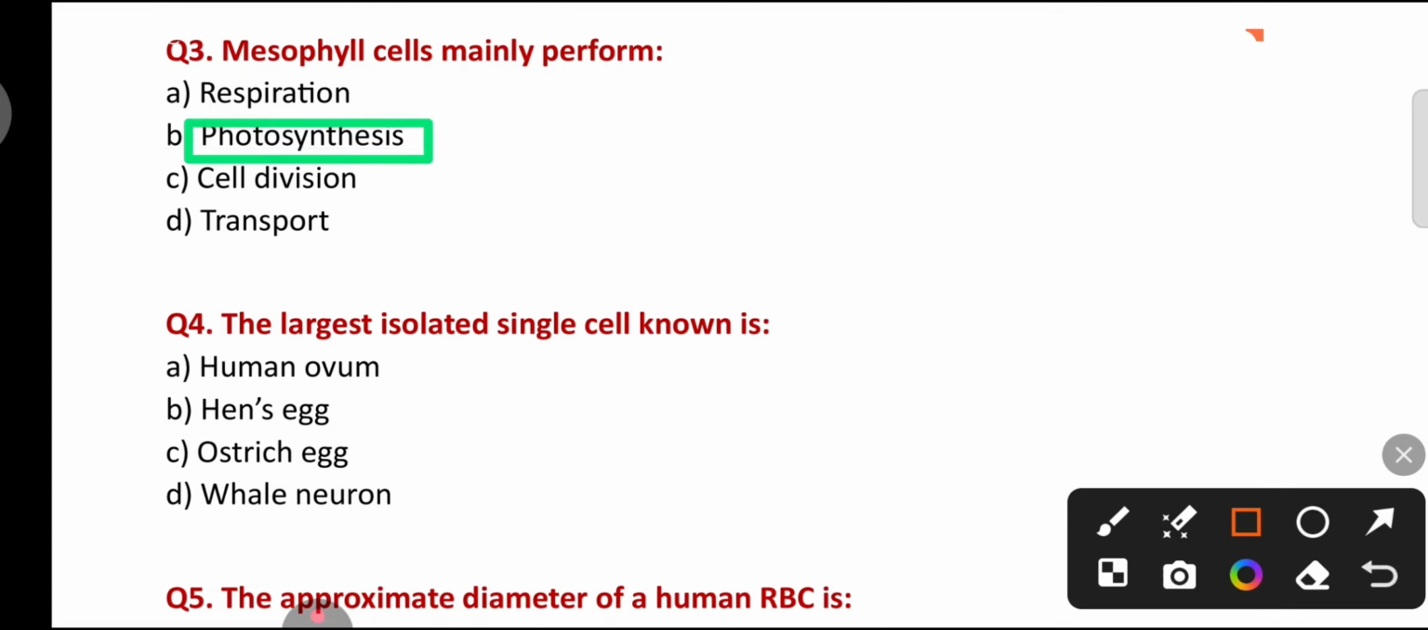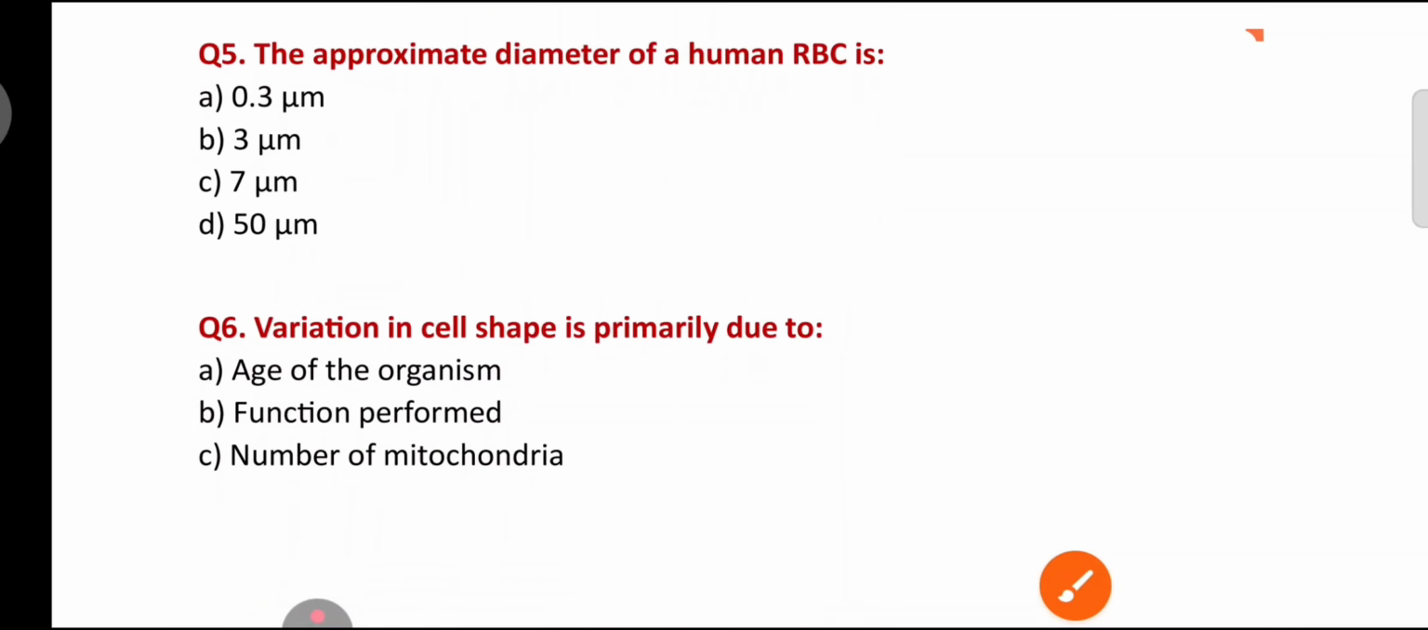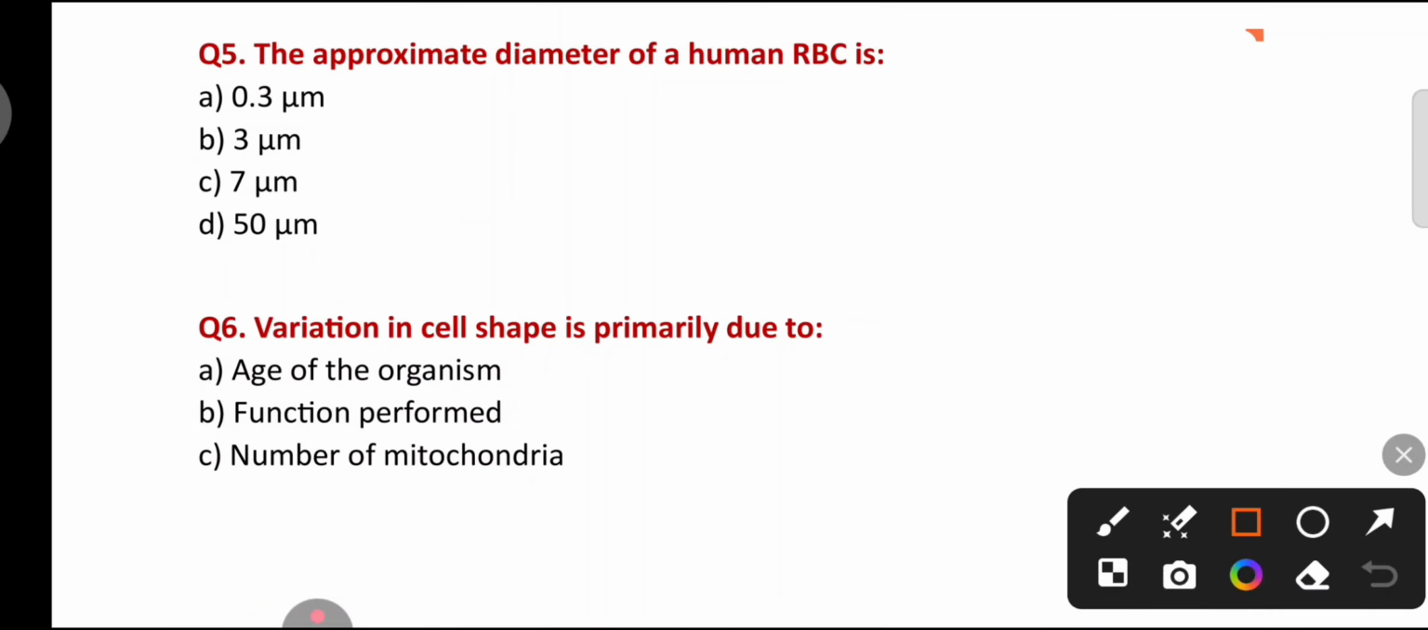The largest isolated single cell known is human ovum, hen's egg, ostrich egg, whale neuron. Ostrich egg. The approximate diameter of a human RBC is 7 micrometer.